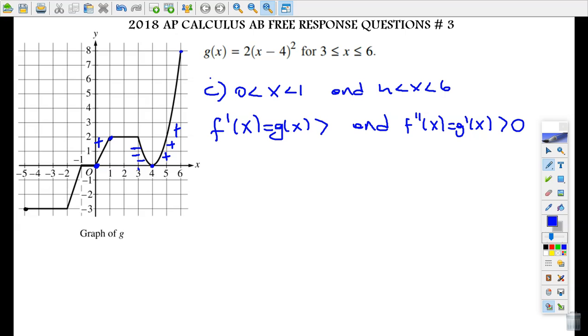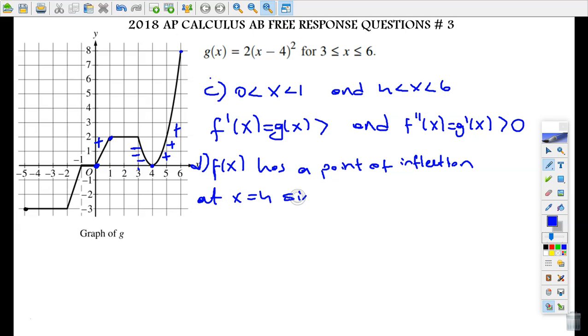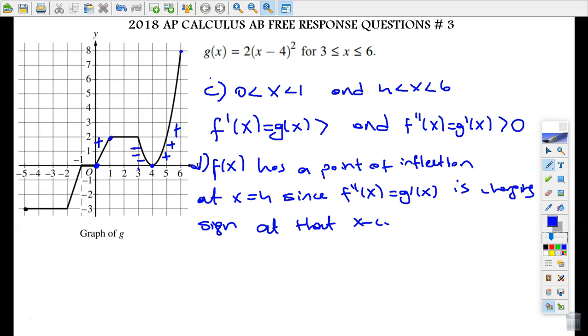So that means, in part D, f of x has a point of inflection at x equals 4, since f double prime x, which is equal to g prime x, is changing sign at that x coordinate.